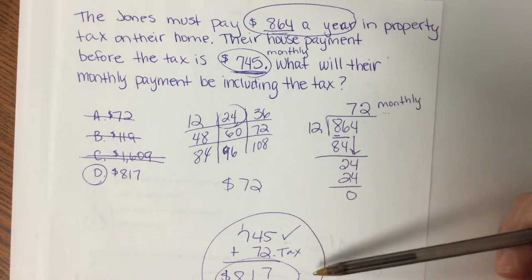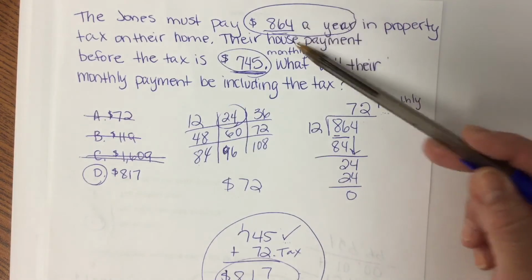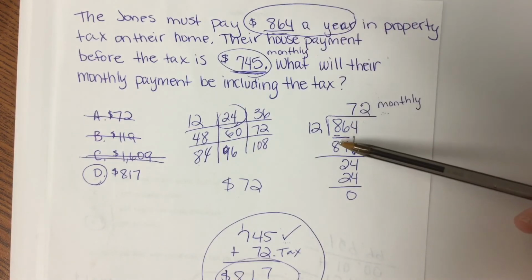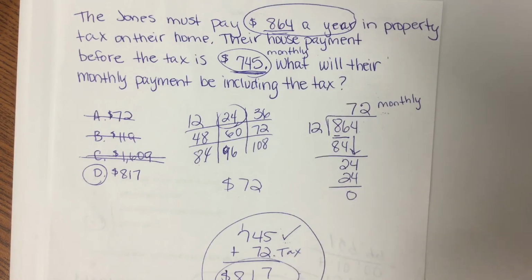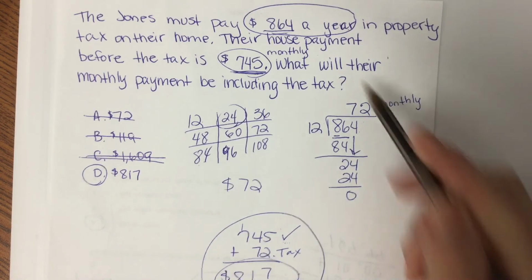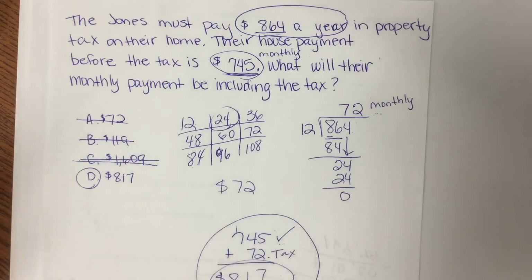So what they're expecting you to do is take the yearly tax and divide it by 12 months and then add it to their monthly bill. Okay? Because a lot of the times you can take your house taxes and include it with your mortgage payment, and that way you're not making that payment every year, coming up with $864. It's just included and it's done, and it's not something you have to worry about.